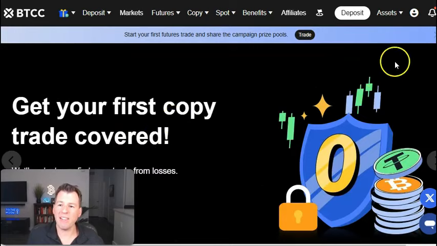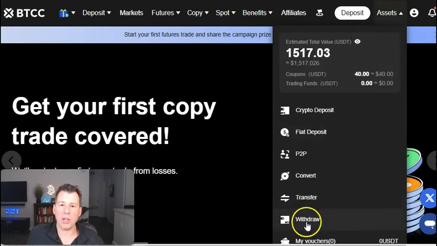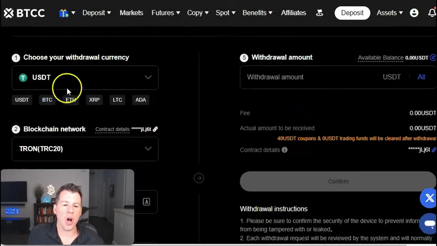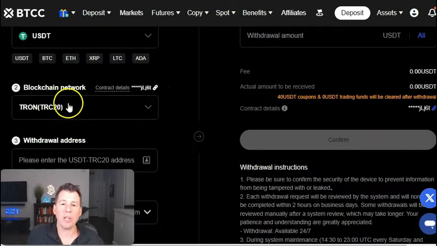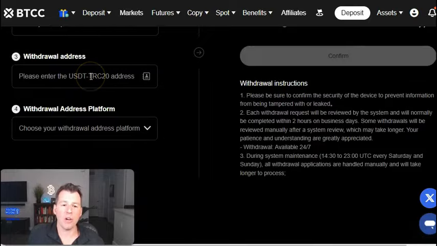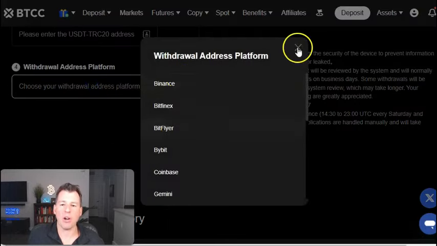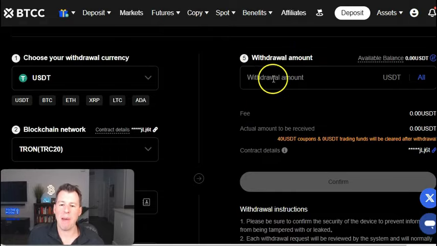To withdraw, you're going to click on assets top right, go down to withdraw. Over here, you're going to list the coin that you're going to withdraw, and which exchange network you're withdrawing on, enter your withdrawal address, and then if you're withdrawing to an exchange, toggle the exchange here, otherwise leave it blank. Enter the amount you're going to withdraw, confirm, boom, you're good to go.